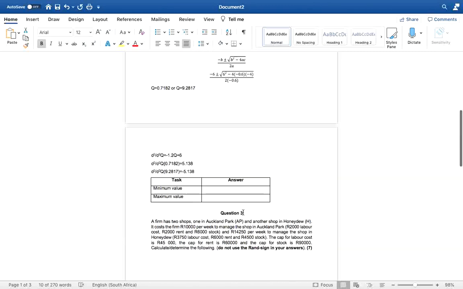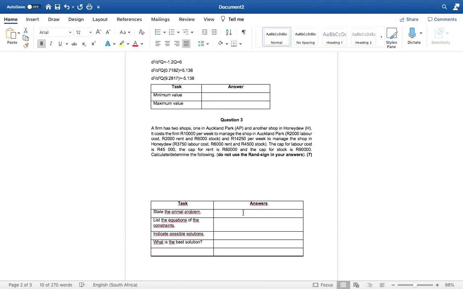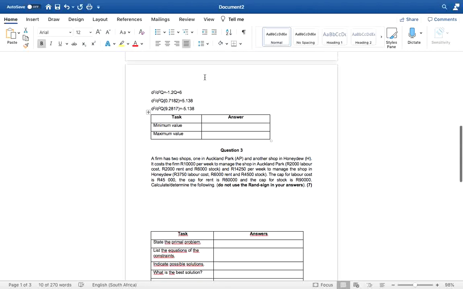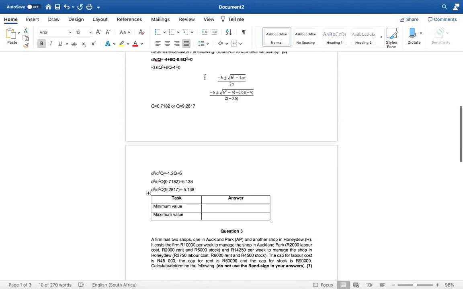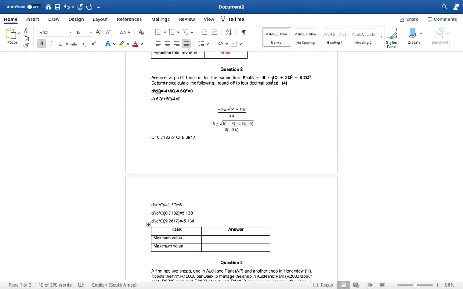So for this question, they asked you to get the minimum value and the maximum value. To get the maximum and the minimum value of a function, we need to get the first derivative of that function. So when you derive this function, this is what you're going to get: minus 4 plus 6q minus 0.6q squared is equal to 0. Remember, when your first derivative is equal to 0, you know that your function is being maximized or minimized there.